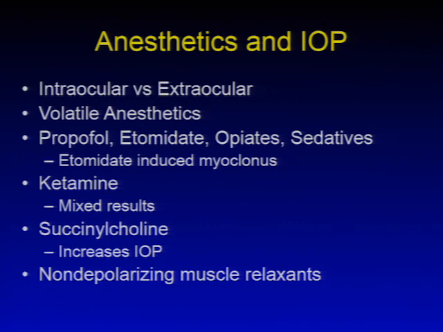Next is ketamine. There are conflicting results, possibly due to different methods of measuring intraocular pressure. One study demonstrated that IV ketamine, 2 milligrams per kilo, did not increase intraocular pressure in adults. Another showed no increase in children, and the pressure was the same as with volatile anesthetics.